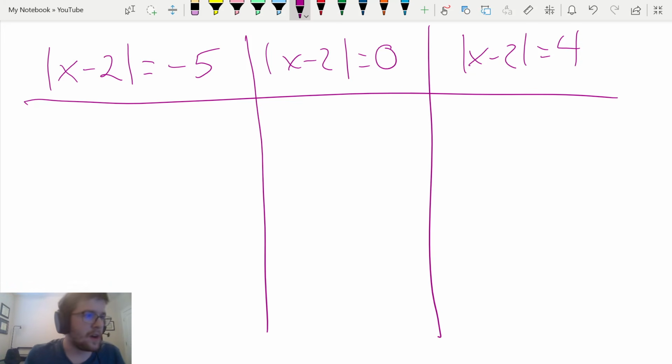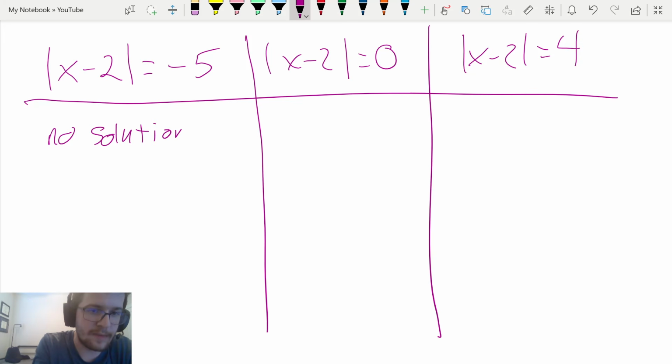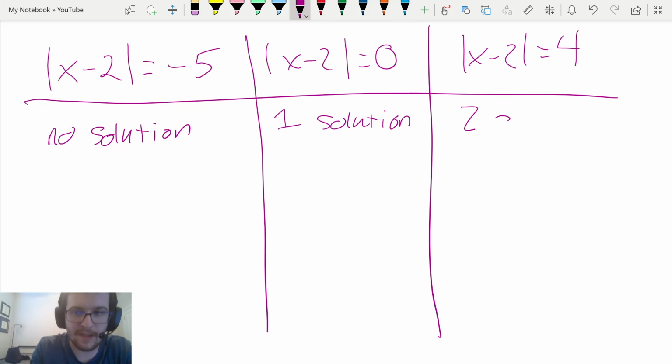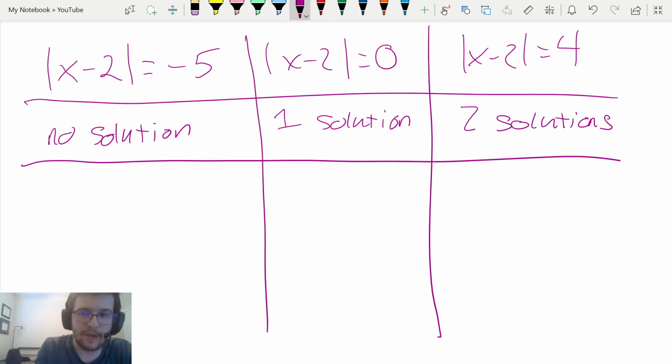All right. So what you could do is if it's negative, that means it has no solution because absolute value can never be negative. If it's equal to 0, it has 1 solution. And if it's equal to a positive number, it has 2 solutions. So no solution, you don't have to do anything. 1 solution, you just drop the absolute value bars, and then solve.